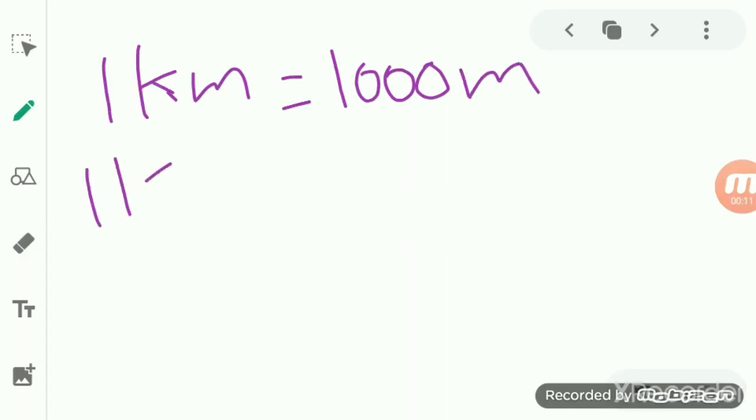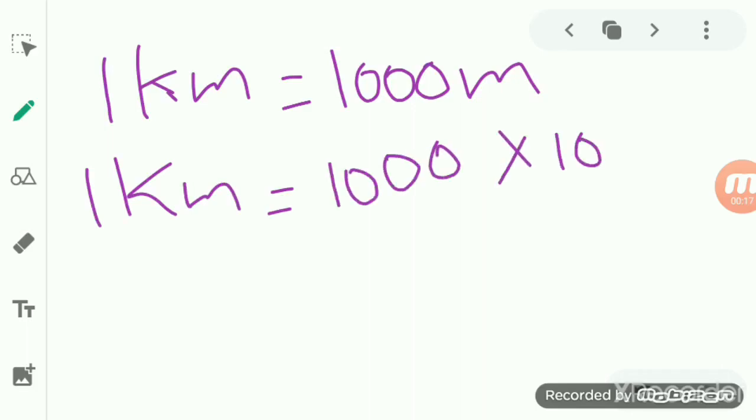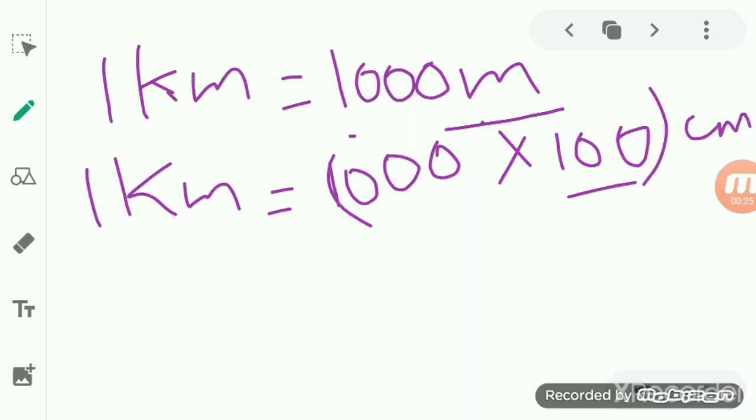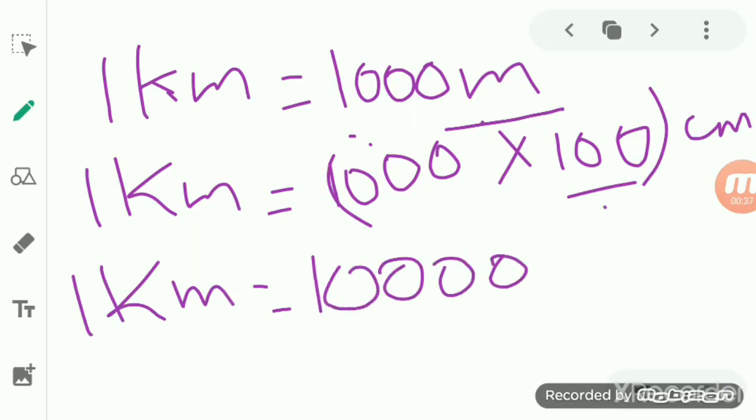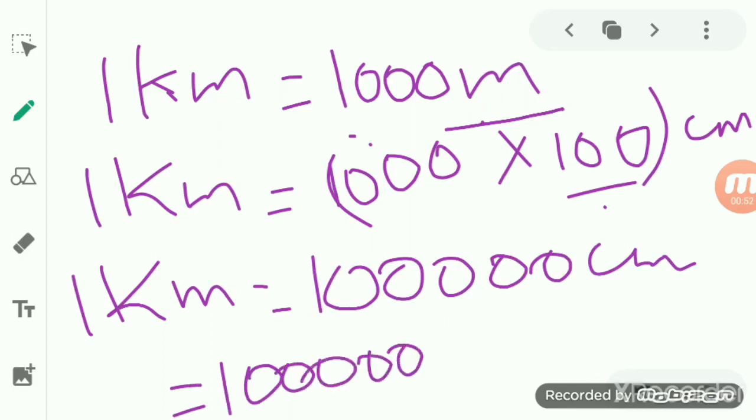Now if we want to convert the kilometer into centimeter, it will be equal to 1000 into 100 centimeter. How does it come? See students, we know that 1 meter is equal to 100 centimeter. So 1000 meter will be how much centimeter? So 1000 into 100. Okay. Now again, if we want to convert it, then this 1 kilometer will be equal to centimeter. Now again, if we want to convert it into millimeter, then we know that 1 centimeter is equal to 10 millimeter. So this will be equal to into 10 millimeter.